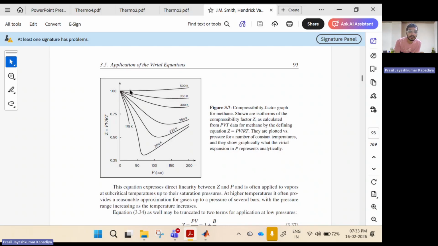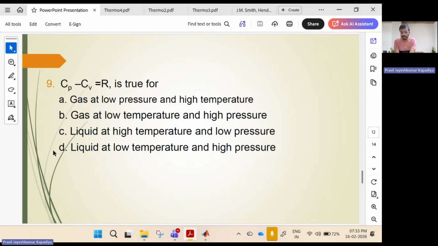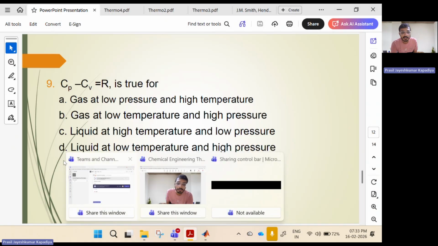So what can we say when gas behaves ideally? Gas behaves ideally when we are dealing with low pressure and very high temperature conditions. So Cp minus Cv is equal to R is only valid for ideal gases, and gas behaves ideally at low pressure and high temperature. So our answer will be gas at low temperature and high pressure.